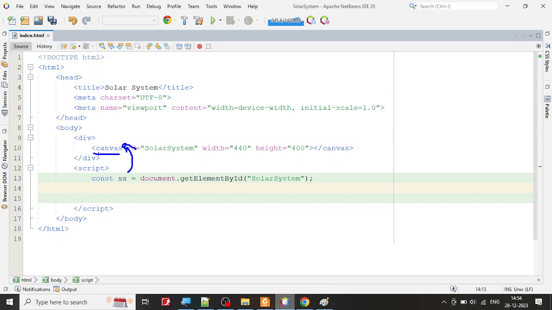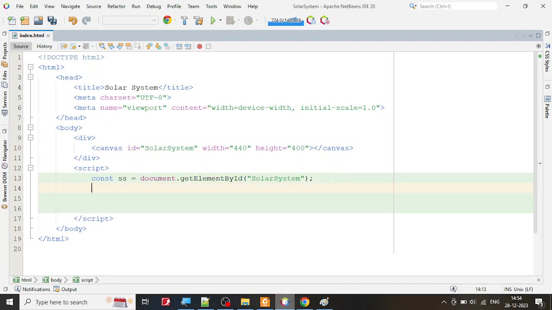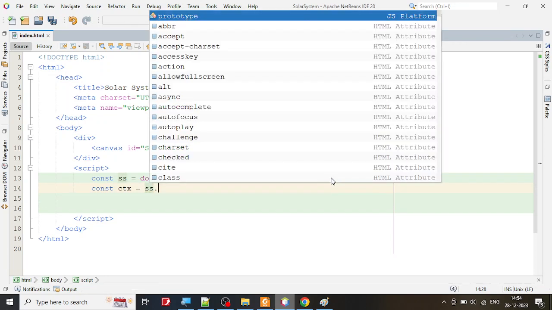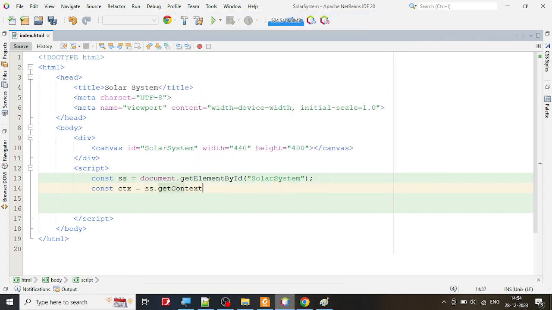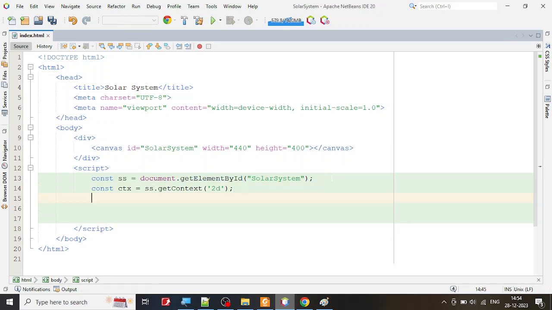Now you know very well, in order to use the canvas, you need to get its context. So let me create one more constant. I call it CTX, and I'm going to go to SS and say getContext. And I'm going to get the 2D context. So now I have the reference to it.